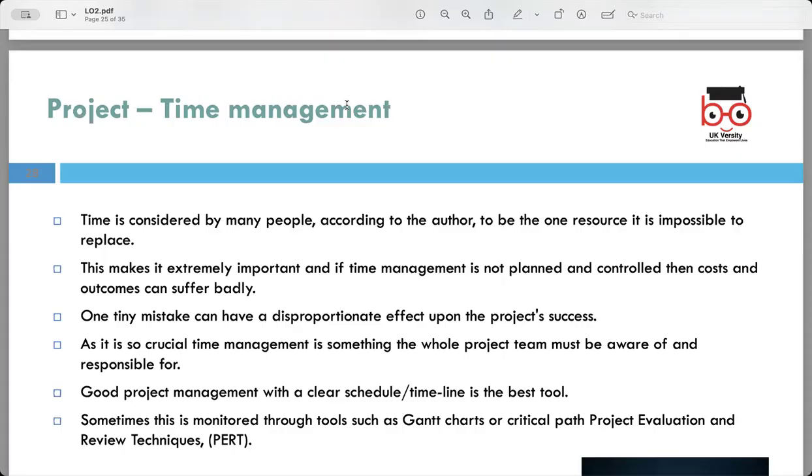Every team member involved in a project, whether it is just you or a group, needs to be aware of the timeline and follow it strictly. Tools like a Gantt chart or PERT, project evaluation and review technique, can help you track each task and make sure everything is progressing on schedule. A well-managed timeline shows you are taking your work seriously and gives you the best chance at success.